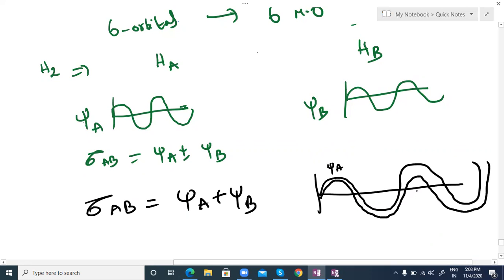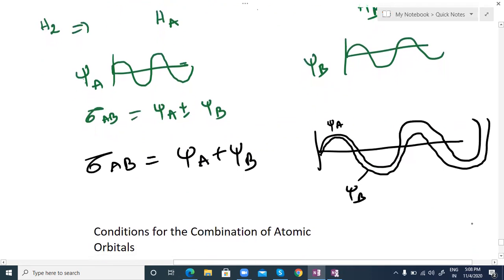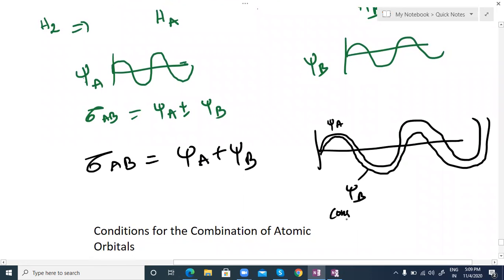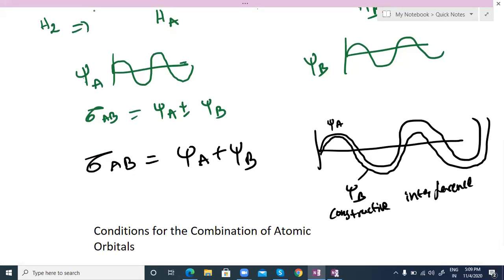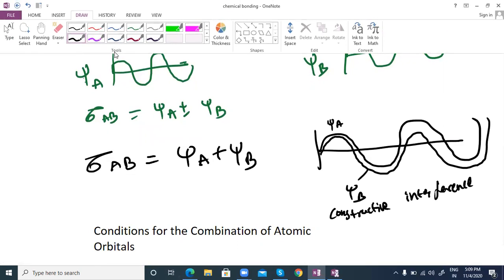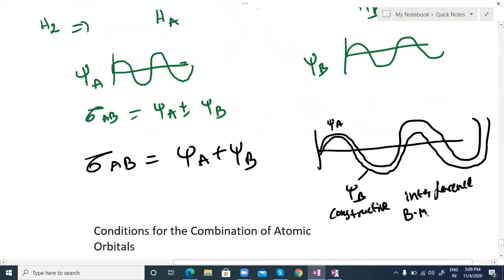Then that we call constructive interference. If they are forming bonding, we call it bonding molecular orbital. The other one, psi AB anti-bonding, we call star. Anti-bonding is star. Then psi A minus psi B.